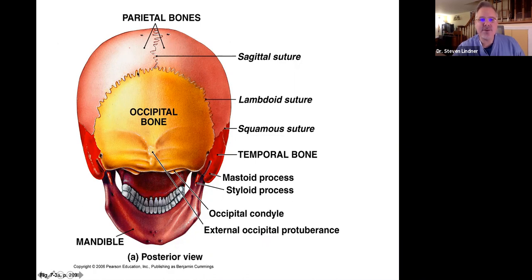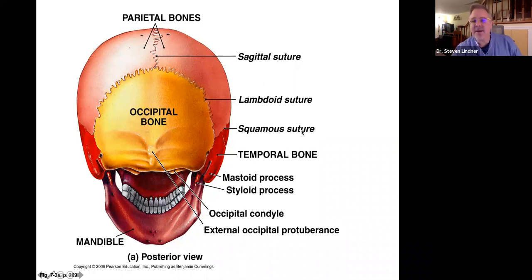Then we have another suture here that's called the lambdoidal suture. Lambda, lambda, lambda, the Greek letter lambda. So this is another suture that creates a union between the occiput and the two parietal bones.